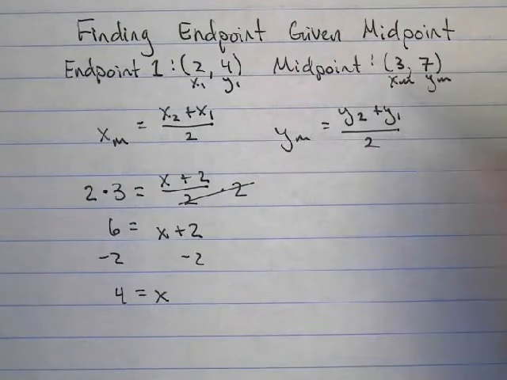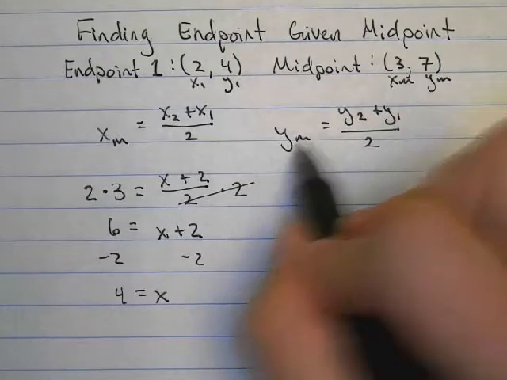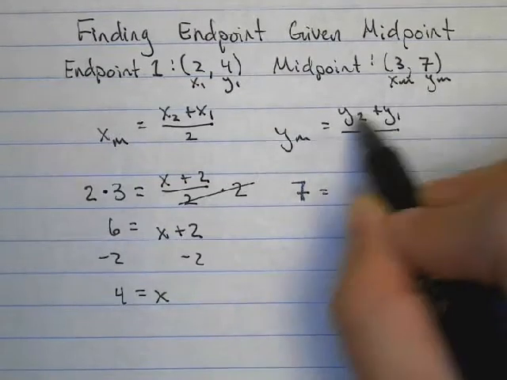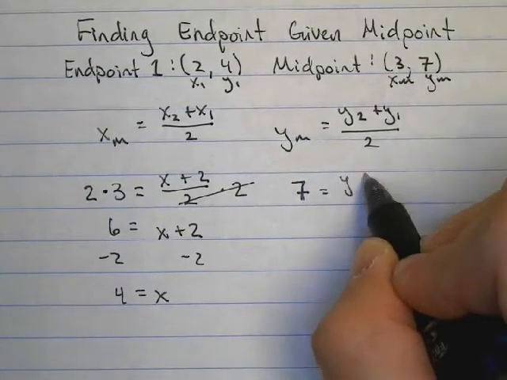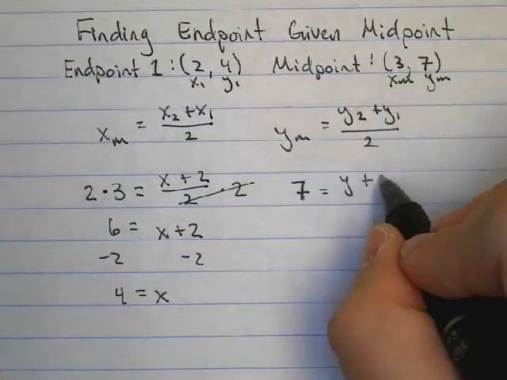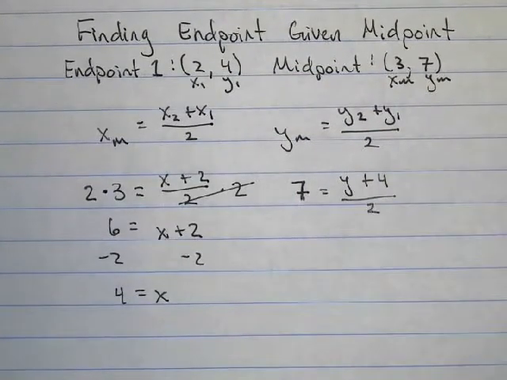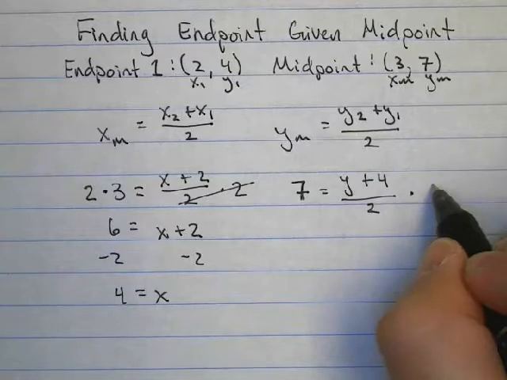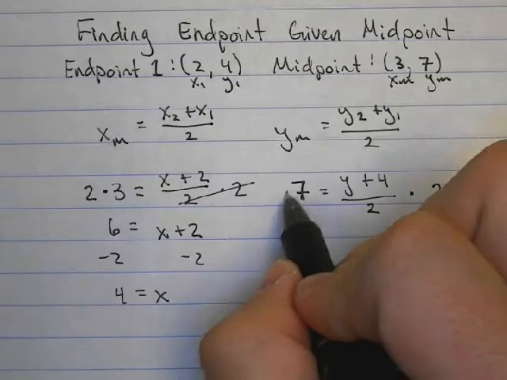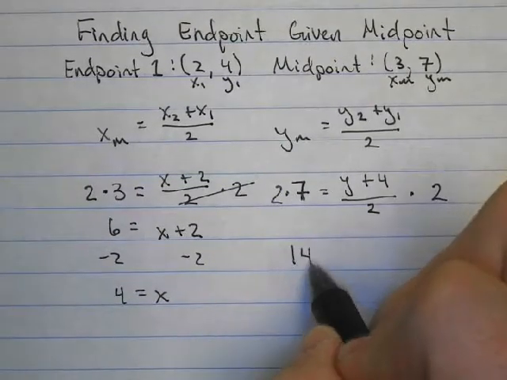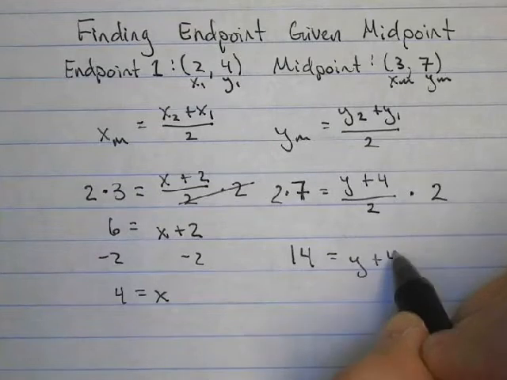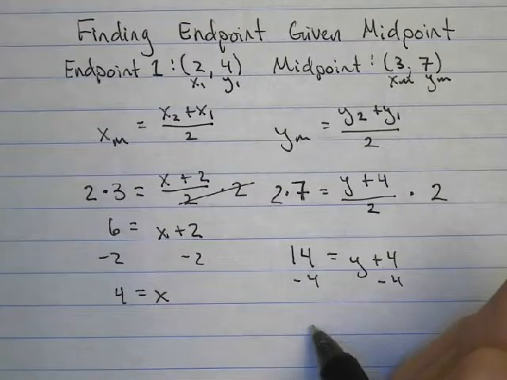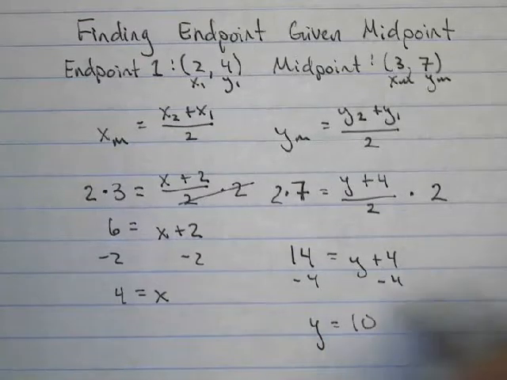Now I'll do the same thing with my y midpoint, substitute in 7 for the ym. And I'm looking for y2, so we'll leave that as our variable. And then I'm going to plug in the 4 for y1 and then divide that by 2. So to undo the division by 2, I multiply by 2 on both sides, and now I have 14 is equal to y plus 4. We'll subtract 4 from both sides, and we get that y is equal to 10.